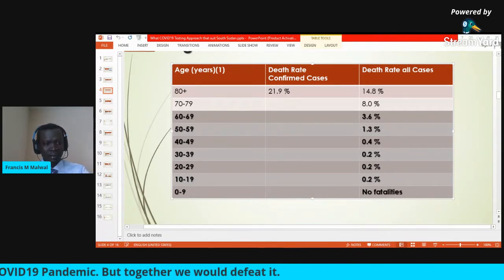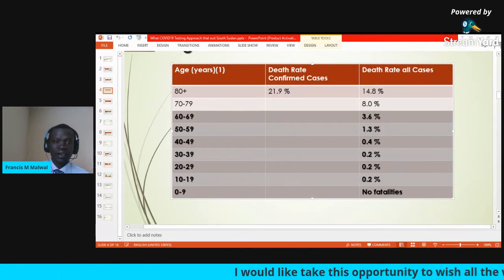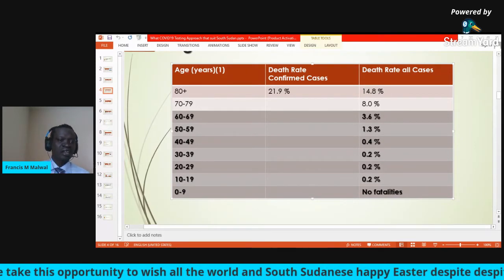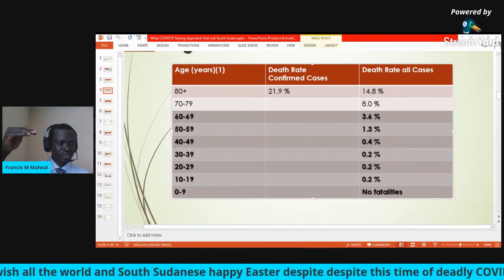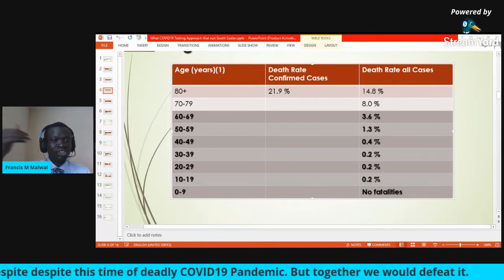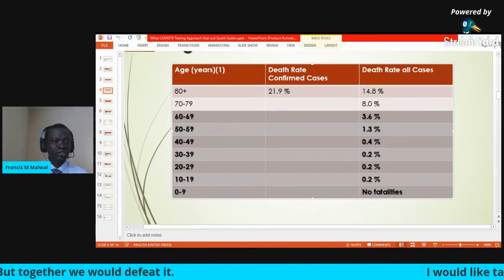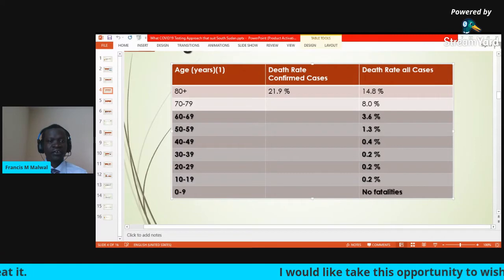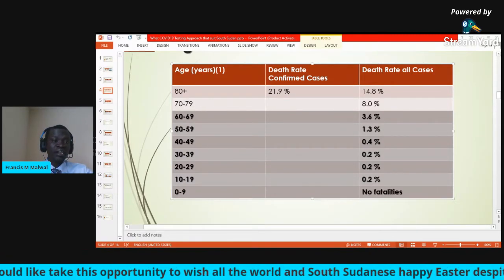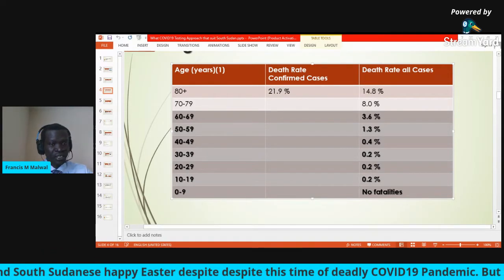So basically, at the bottom there, children, according to the information that we have, there is no case fatality. And as you move from 40, you see there is a doubling and a three-time increase of the risk. So there is an increase with age, and this is something that you need to consider also when you plan for your country. So if we have the statistics in South Sudan, we could identify the people who are at high risk of dying from this COVID-19.